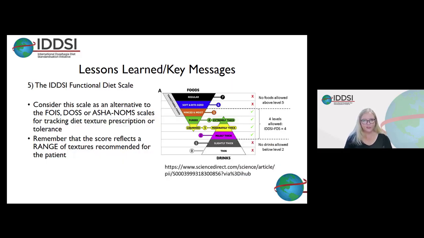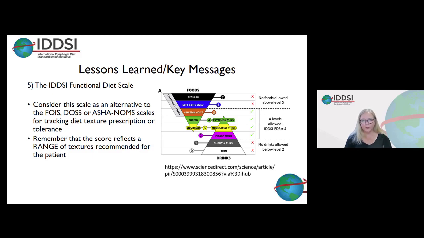A fifth key message that I want to leave with you is the encouragement to consider using the IDDSI Functional Diet Scale, or FDS, to capture and describe the range of foods that a patient or a research participant is consuming on their diet, and as a tool for tracking progression in a patient's diet over time, whether that be improvement or deterioration.